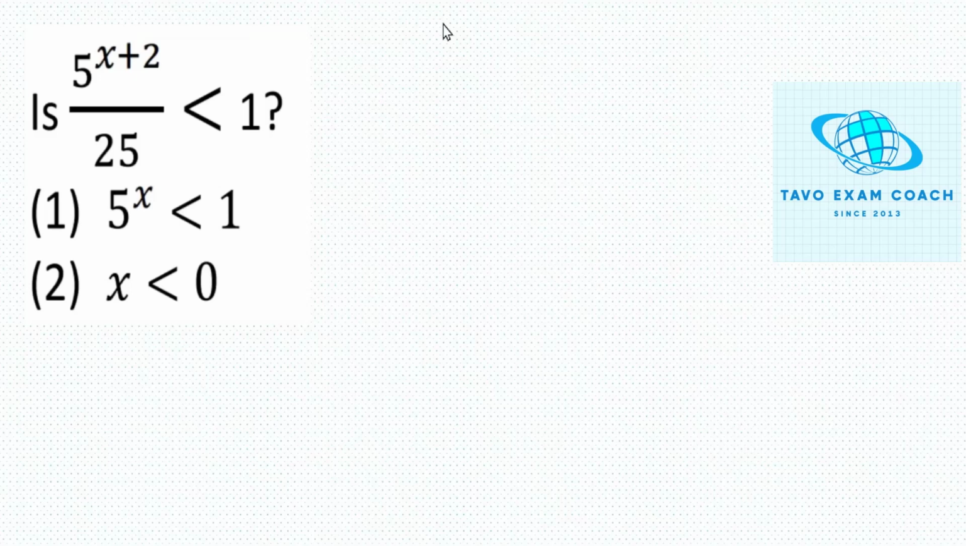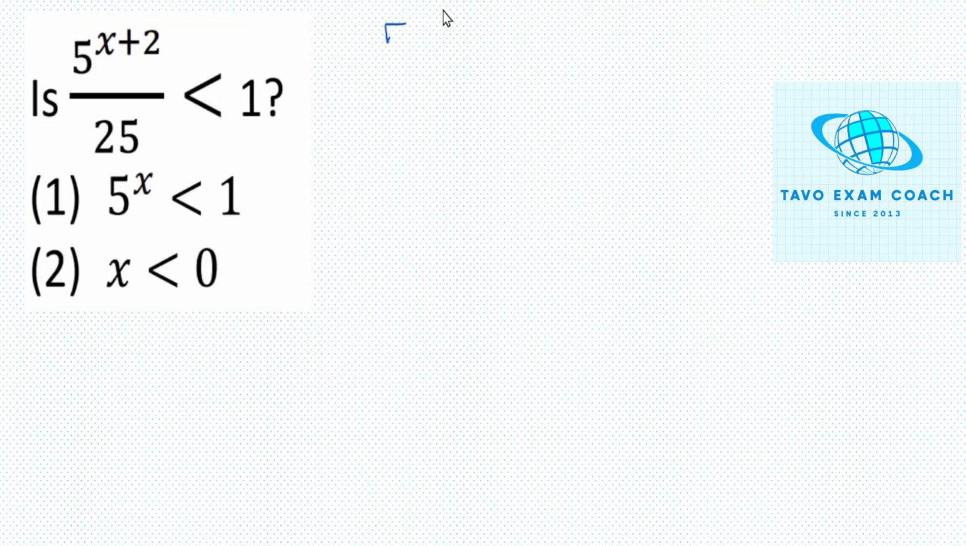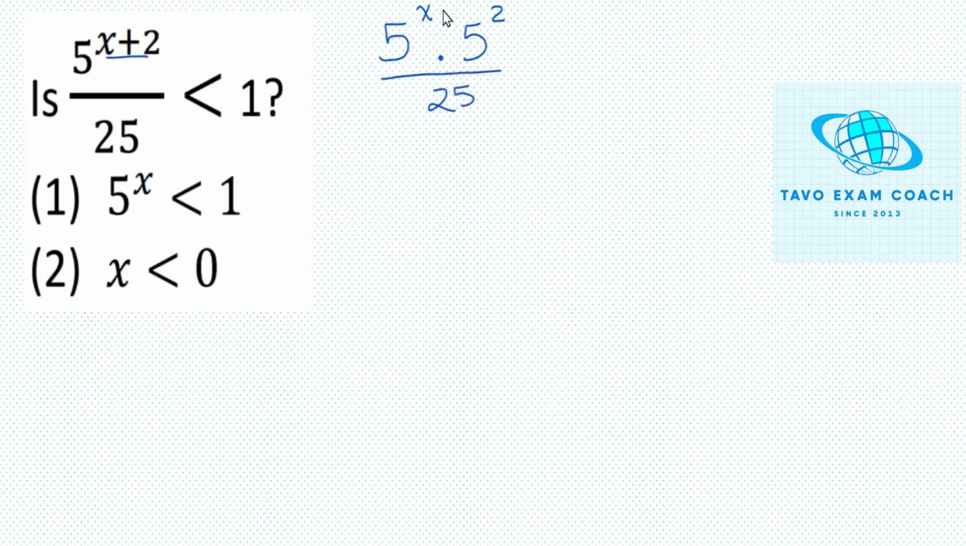statement becomes easier. Here, 5 to the x plus 2 can be interpreted as the product of 5 to the x and 5 squared. Because you know, when you multiply two powers of the same base, the exponents are added. So you would get x plus 2 as the exponent. Okay? And then this over 25 is less than 1. But then you see that 5 squared and 25 are the same thing. So you can simplify this. And the question becomes, is 5 to the x less than positive 1?